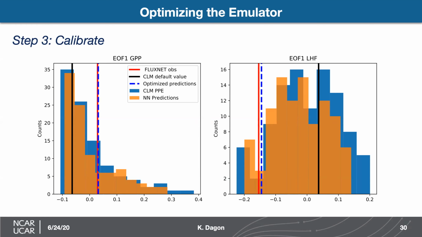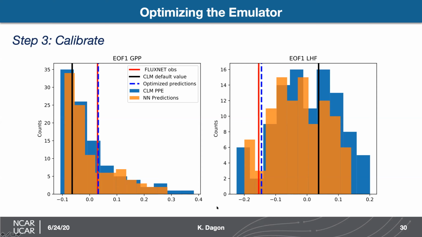And again, this is looking pretty good, at least for these first modes of GPP and latent heat flux, because the emulator is saying, okay, here's the parameter set that I think is the best match to observations. And indeed, it's very close to the red line in both cases. And again, here we're really using the speed and the efficiency of the emulator to sample the parameter space very quickly. We can do this thousands of times, tens of thousands of times, and really harness that increased computational efficiency.